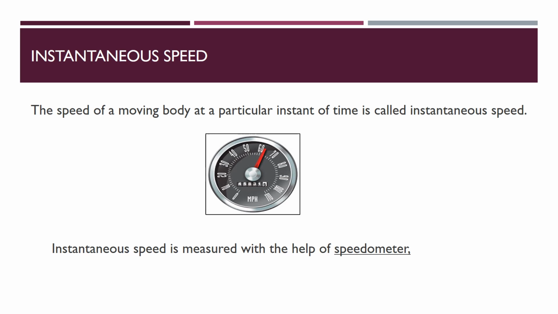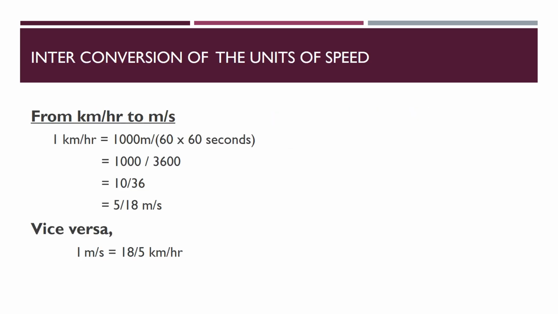The speed of a body at any particular instant of time during the motion of a vehicle is called instantaneous speed. It is always measured by the speedometer present in vehicles. While comparing the speed of different bodies, we must convert all speeds into the same units. That means we can convert kilometer per hour into meter per second and vice versa. So 1 kilometer per hour mathematically is equal to 5/18 meter per second and 1 meter per second is equal to 18/5 kilometers per hour.